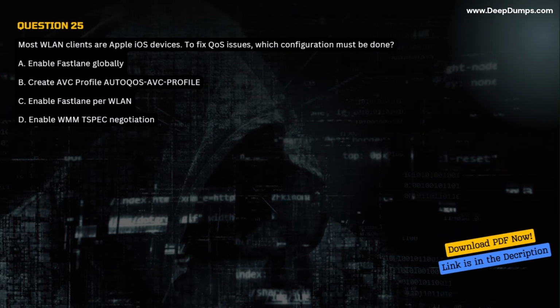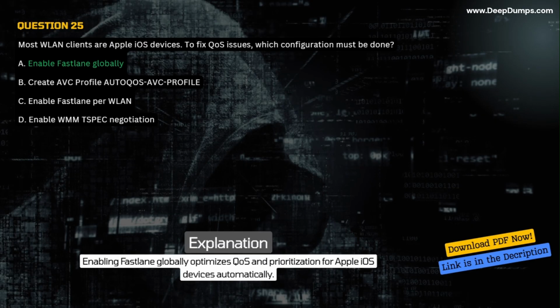Question 25. Most WLAN clients are Apple iOS devices. To fix QoS issues, which configuration must be done? A. Enable Fastlane globally. B. Create AVC profile autocause AVC profile. C. Enable Fastlane per WLAN. D. Enable WMM spec negotiation. Correct answer A. Enable Fastlane globally. Explanation. Enabling Fastlane globally optimizes QoS and prioritization for Apple iOS devices automatically.